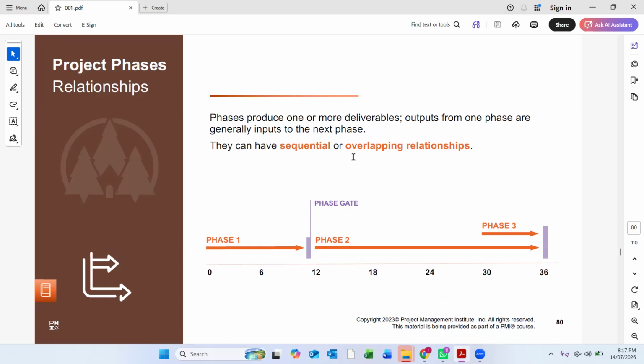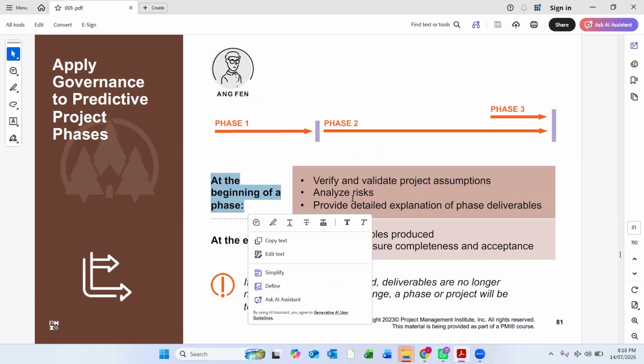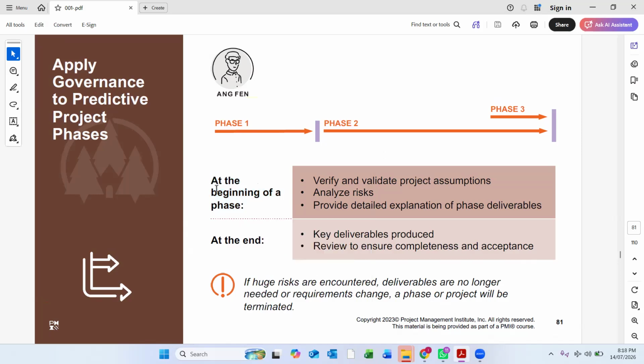Here again, it shows that at the beginning of any phase, we should validate our assumptions. What is the risk we should have? We should know the risk, and the detailed explanation of the phase deliverables, the milestones or the outcomes. It should be at the beginning of the phase. We should define those things.